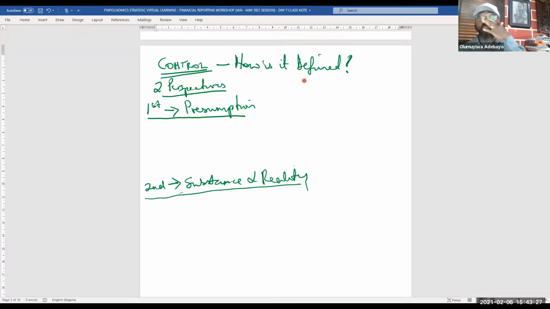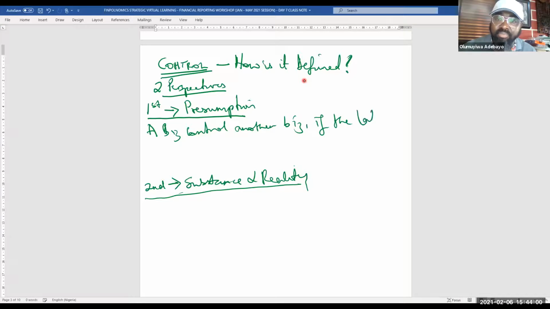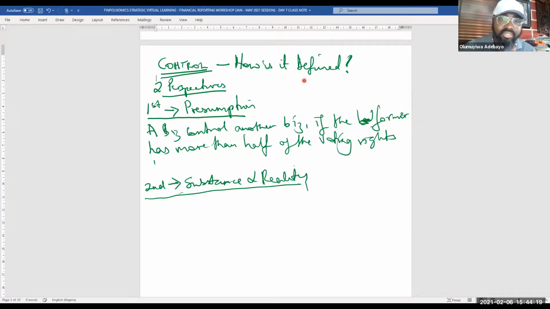What does that mean? Even though it is rebuttable, where there is information that evidences otherwise, or to the contrary, prior to that, it is presumed that a business controls another business if the former has more than half of the voting rights in the latter.